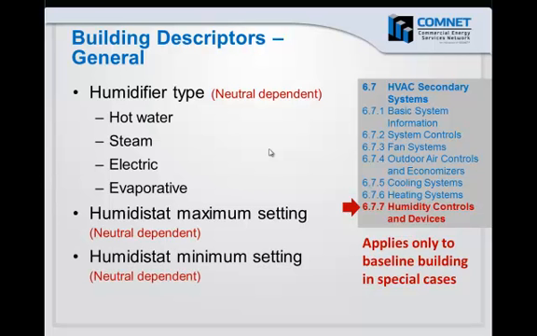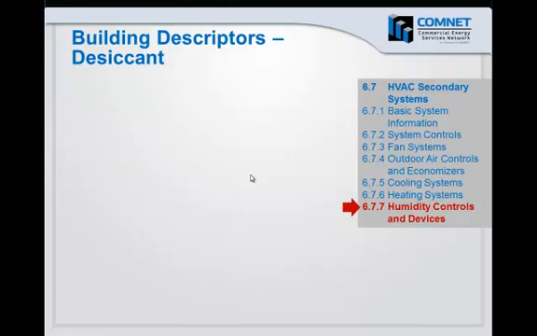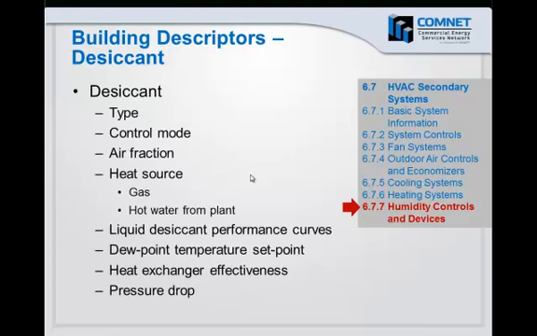So basically the rules here are if the rated building has a need for humidification, then the baseline building assumes those same conditions. I'm not going to spend much time on desiccant. It's not applicable to the baseline building, but there's a number of building descriptors which are used when you have a form of desiccant dehumidification.